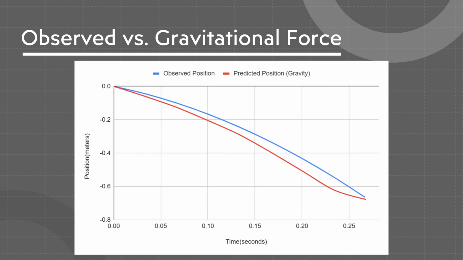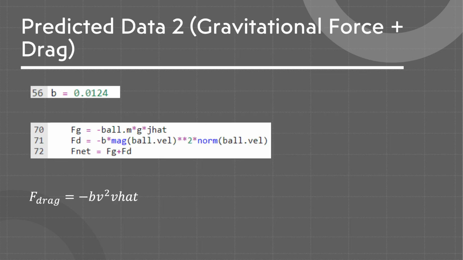The graph of the compared data shows the sock fell less rapidly than the object only affected by gravity. Now this is the GlowScript code for the computational model of the experiment when it's affected by gravity and drag. The only difference in the code is that there is a proportionality constant that must be updated, and F net is now equal to the force of drag added to the force of gravity.